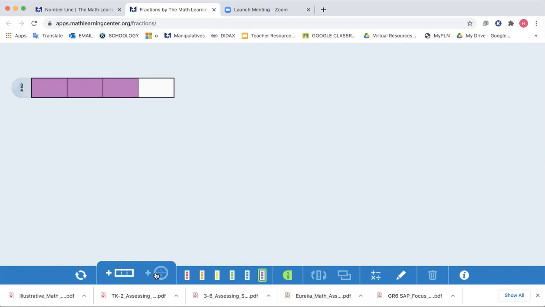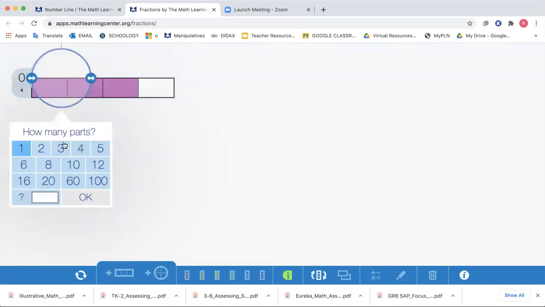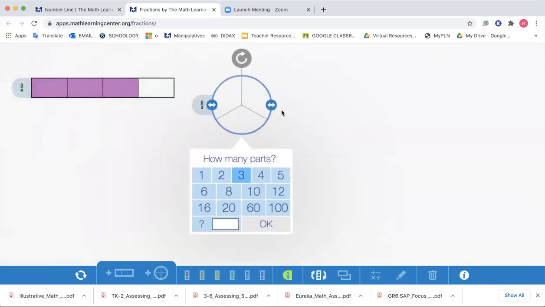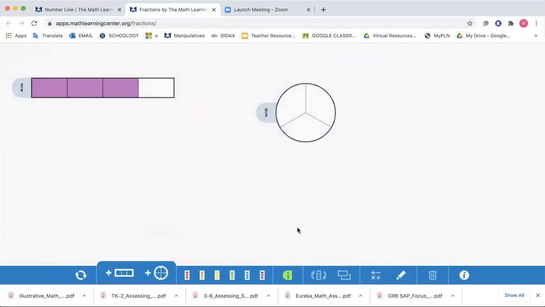So I can also use a circle for that. So let's say that my circle is partitioned into thirds. I'm going to take that off. So if I have that, I want to ask the students, how many equal parts do you see? Right? And I'm expecting to hear the answer thirds, or in the chat box, thirds.